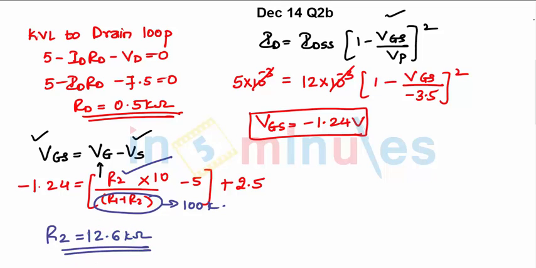Once you have got the value of R2, you can find the value of R1, because R1 plus R2 should be 100K. So 100 minus 12.6 will be 87.4 kilo ohms. So this is how to solve the problem.